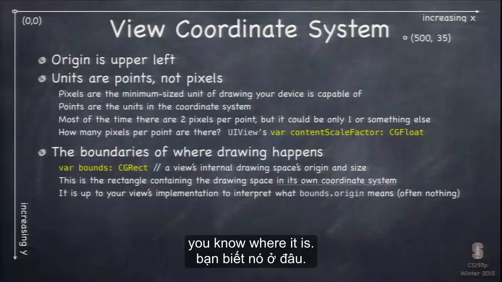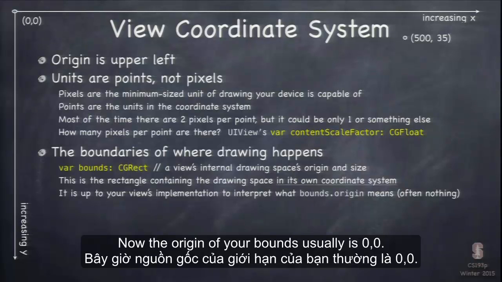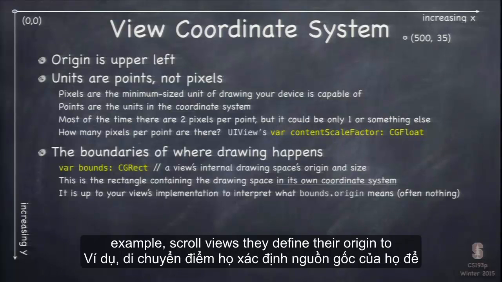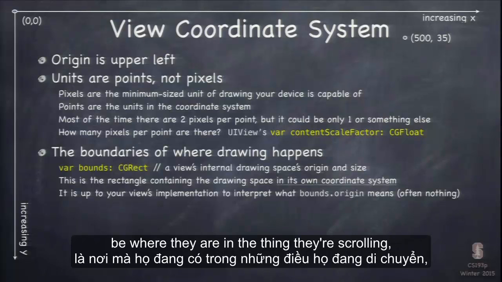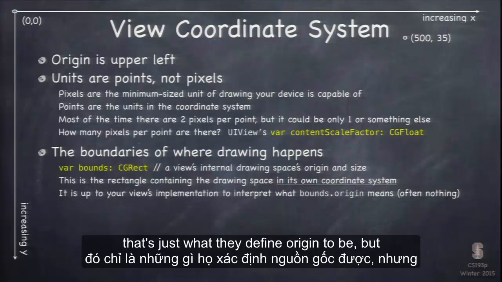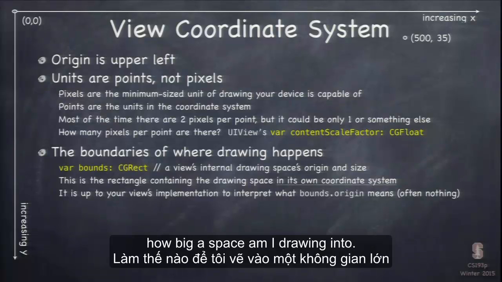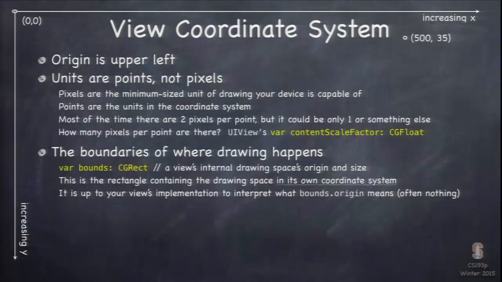But when you're using the bounds and you're drawing yourself, you have this rectangle, you know where it is. Now, the origin of your bounds usually is 0, 0, but you could define it to mean something else. For example, scroll views define their origin to be where they are in the thing they're scrolling. But 90% of the time, your origin is just going to be 0, 0. And so the width and height is what you're going to care about. How big a space am I drawing into?